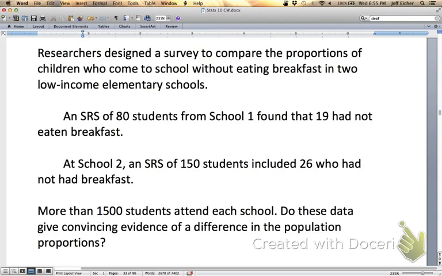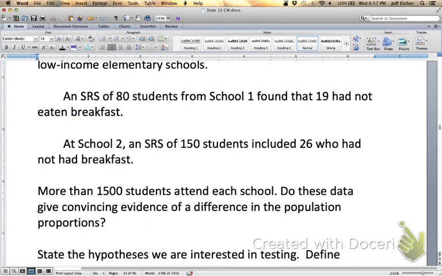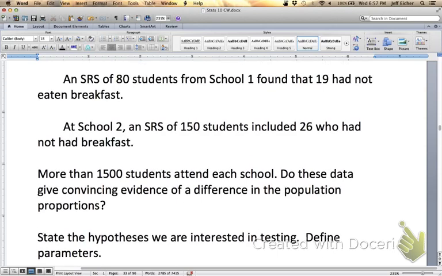Please read this example. Pause the video and see if you can write the hypotheses to test. So as I said earlier, sometimes it's helpful to label things. 80 students in school 1, that's N1. 150 in school 2, that's N2. It's really okay that these sample sizes are different. They're both going to be large enough once we check for the normal condition.